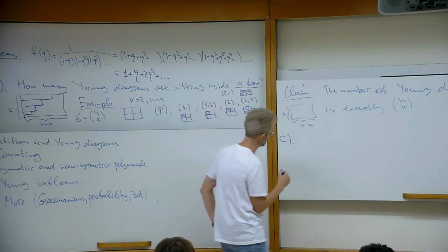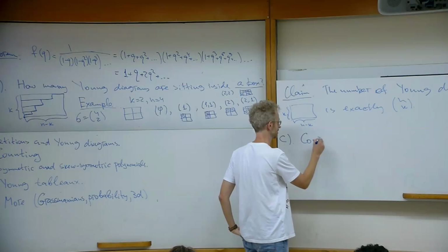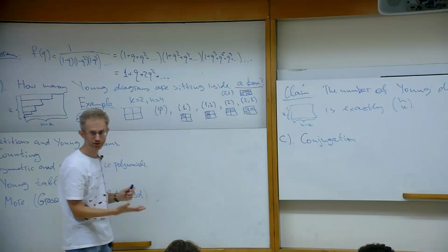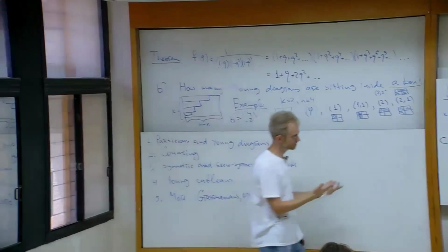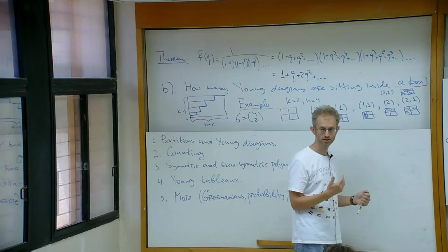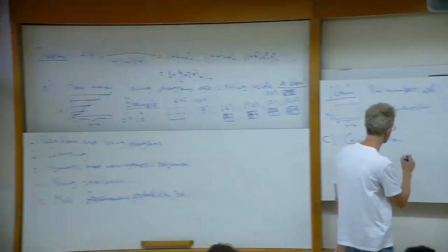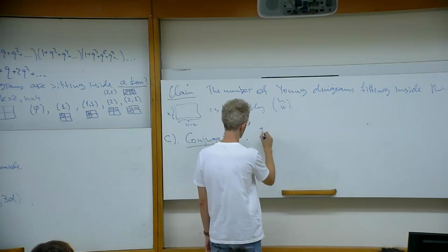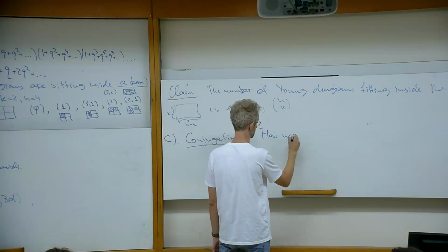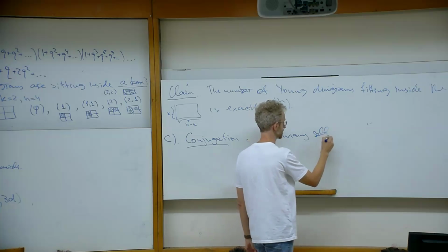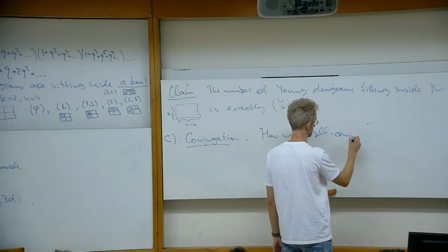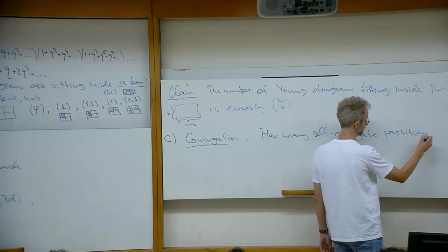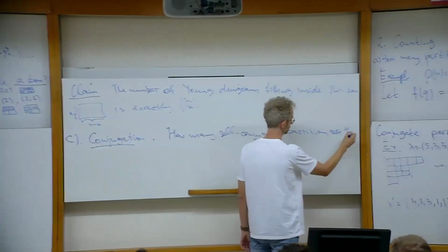So as I said, there is the conjugation operation. So any partition you can flip, and then you get something new. But of course, there are some partitions which don't change with respect to this operation. So they're called self-conjugate. So the question is how many self-conjugate partitions are here.